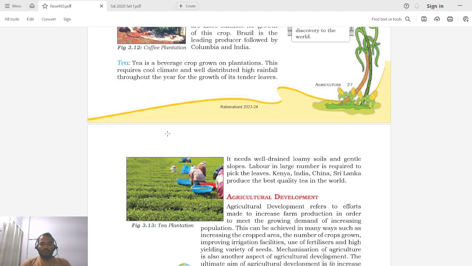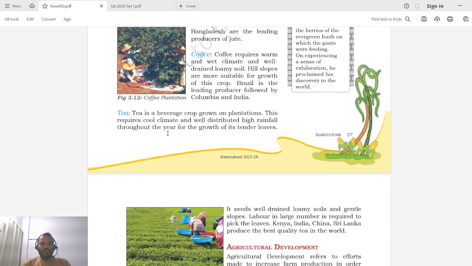So now let us move to the next, that is tea, right? Can you guess where tea is grown in India? Yeah, it is grown in Assam. Good. Tea is a beverage crop grown on plantations. This requires cool climate and well distributed high rainfall throughout the year. Basically, cool climate and the rainfall requirement is throughout the year, right?